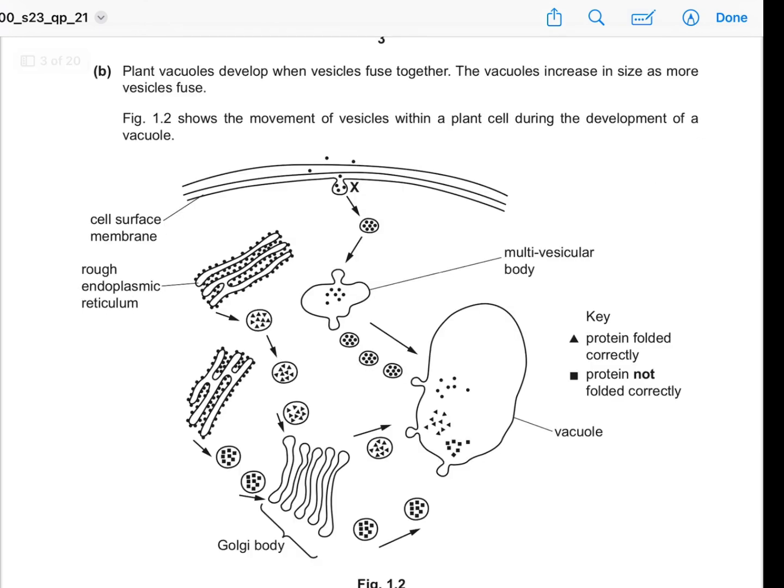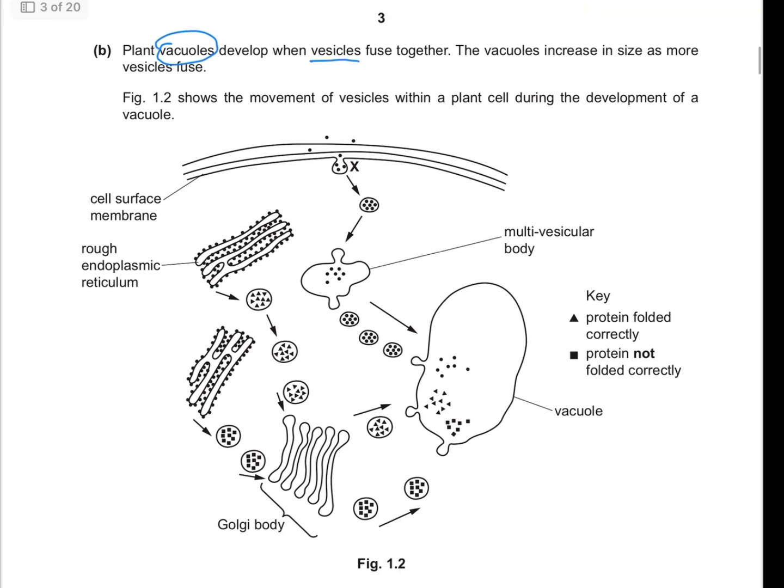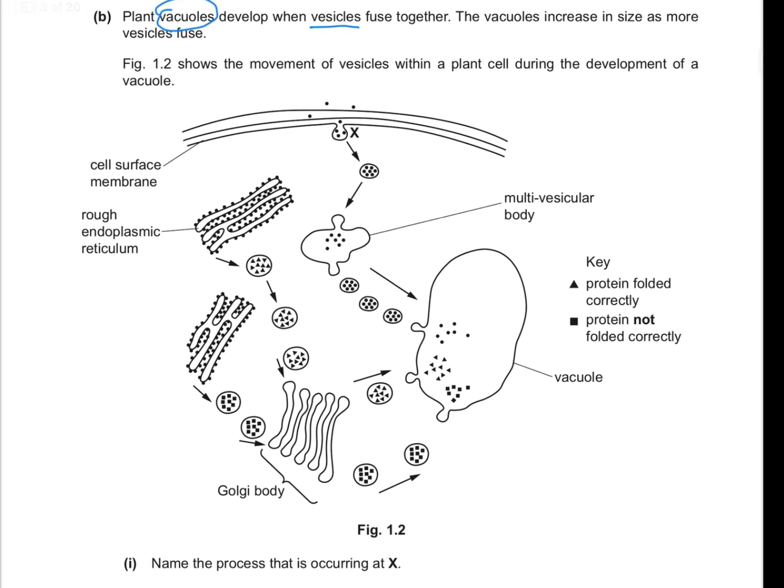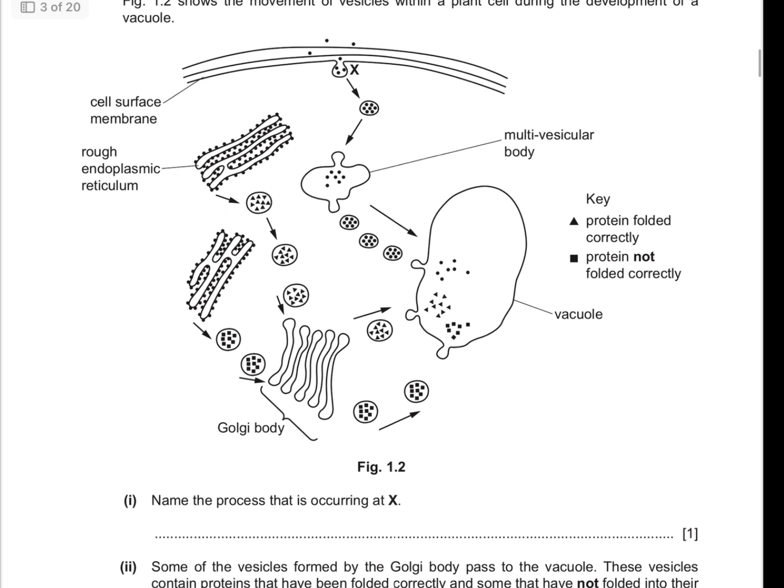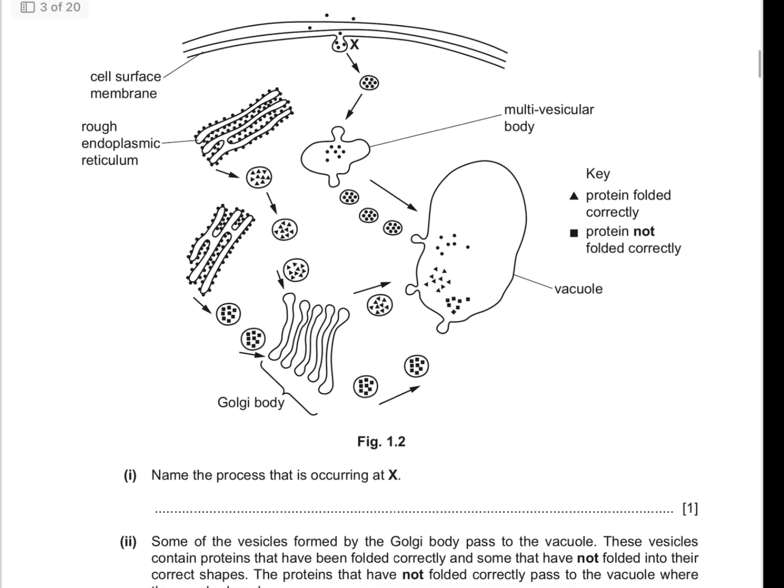B, plant vacuoles develop when vesicles fuse together. So a vacuole is the one large body formed from various vesicles. The vacuoles increase in size as more vesicles fuse. Figure 1.2 shows the movement of vesicles within a plant cell during the development of a vacuole. So here you can see different processes.